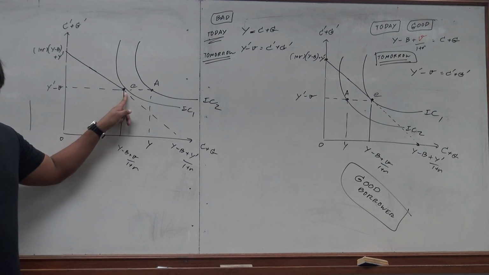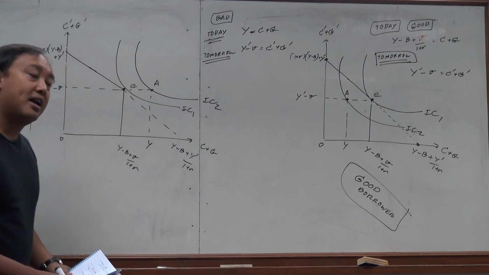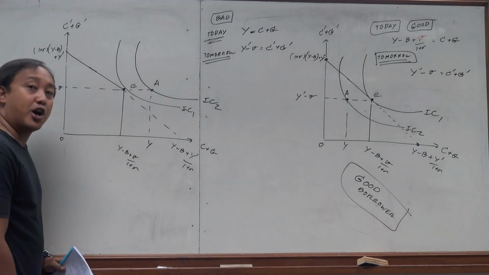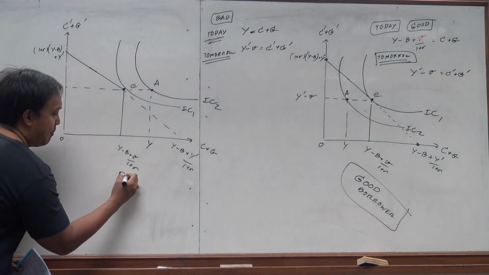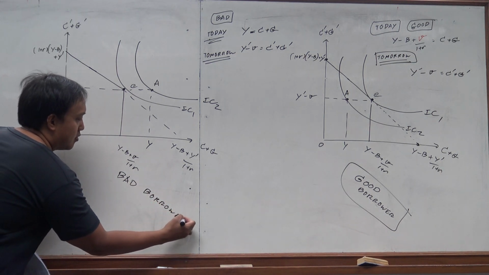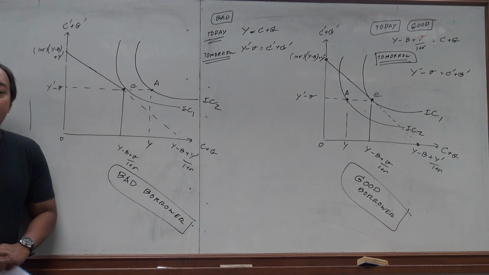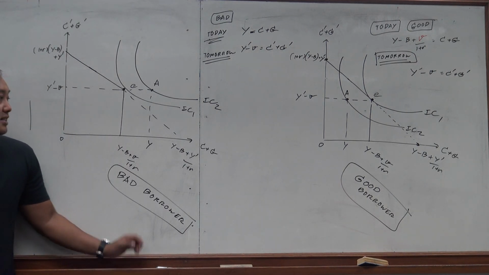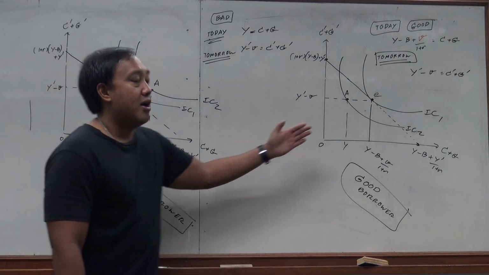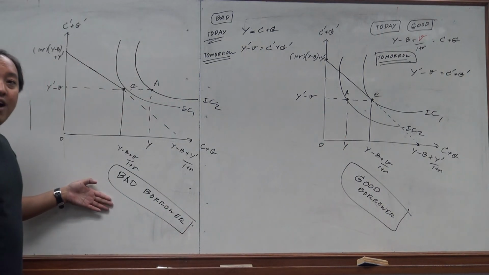Point A gives higher utility, so being a bad borrower gives you higher utility than being a good one. So in this case, you become a bad borrower. Okay, so we have the case of being a good borrower, the graph looks like this. Being a bad borrower, the graph looks like this.